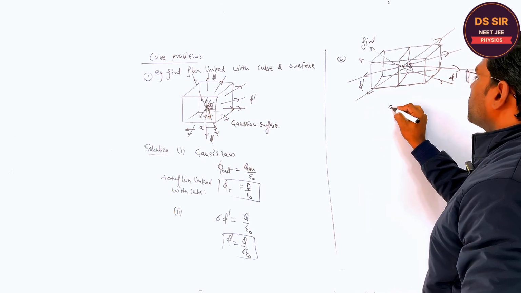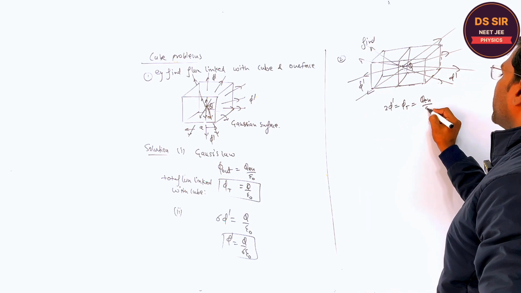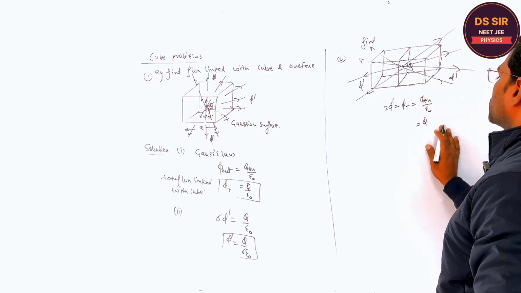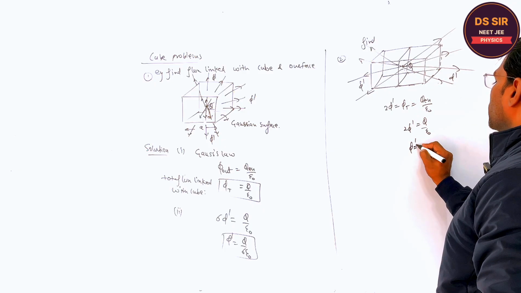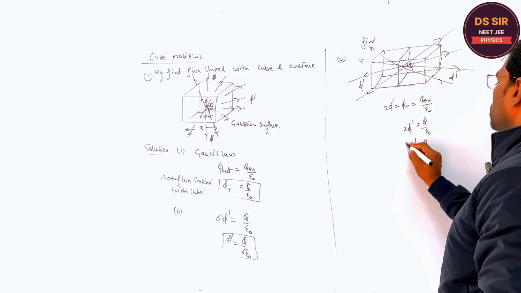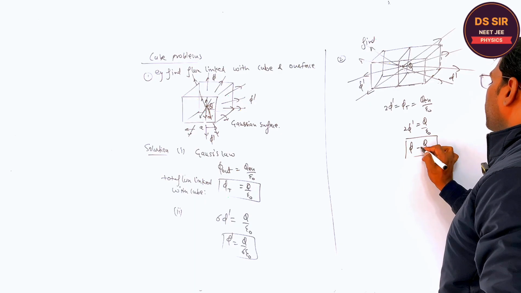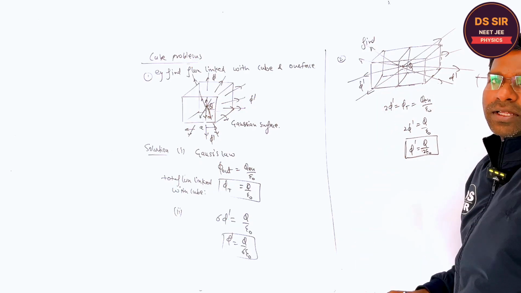So phi dash plus phi dash is the total flux linked with this, charge enclosed divided by epsilon naught. What is the total charge? Q upon epsilon naught equals 2 phi dash. So phi dash is what? Q upon 2 epsilon naught. So this is the total flux linked with this one cube only, right?